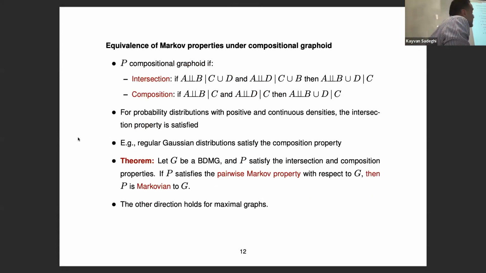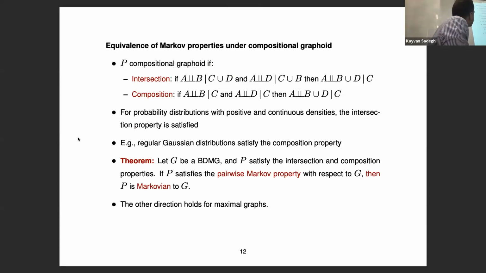But basically, the result I'm going to use, which we proved for this very general case, and which didn't exist for this very general case but existed for simpler types of graphs, is that under these two assumptions on P, we say P satisfies intersection if this independence and this independence implies this independence. You don't need to know exactly what it is.